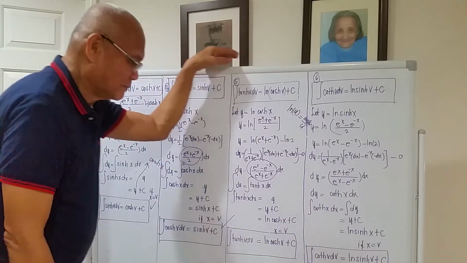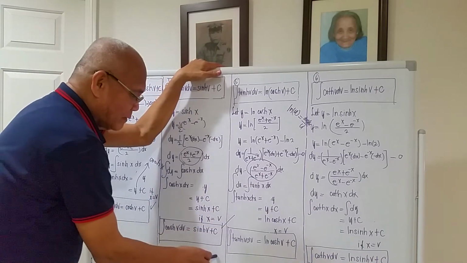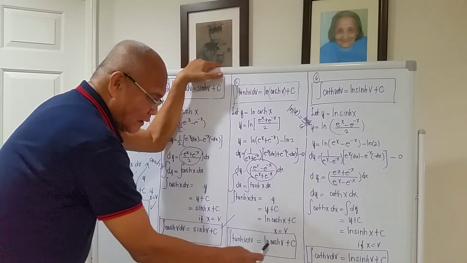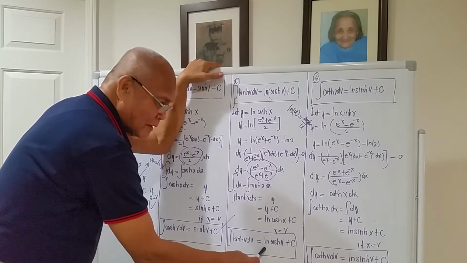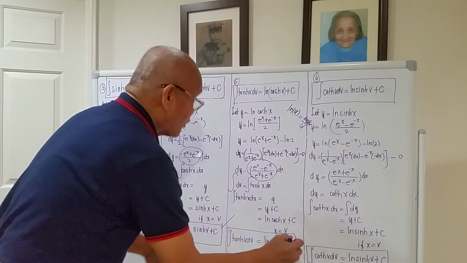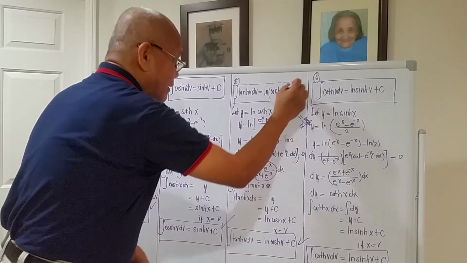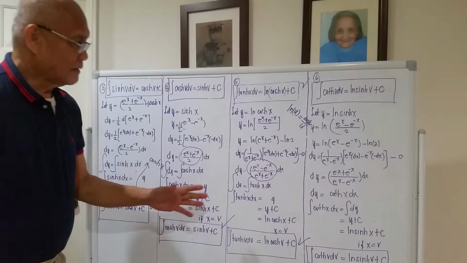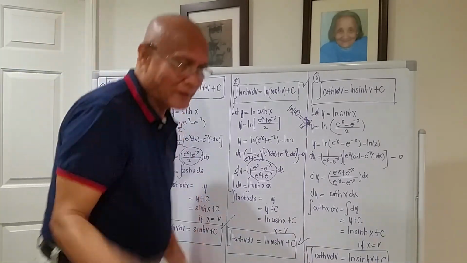Okay? Therefore, the integral of hyperbolic tangent of b db equal to the natural logarithm of hyperbolic cosine of b plus c. This is formula number 5. Right? That's formula number 5.